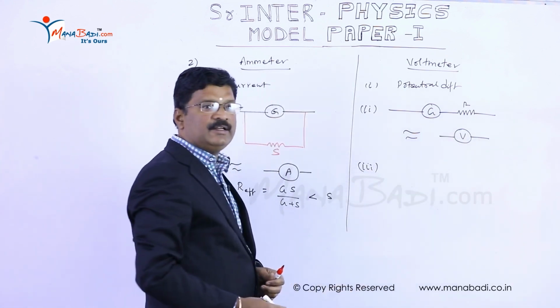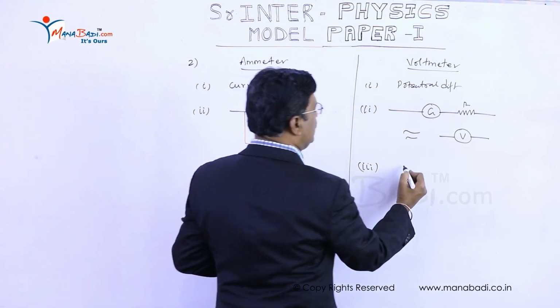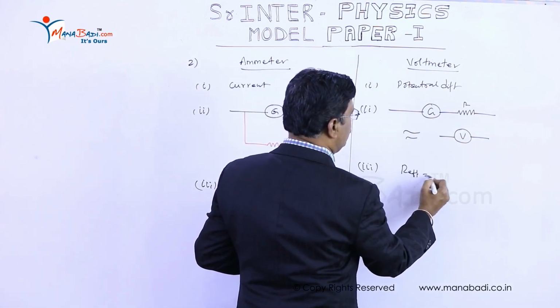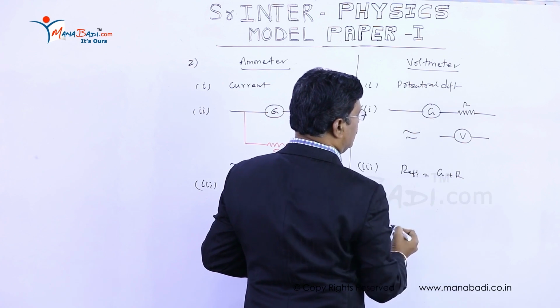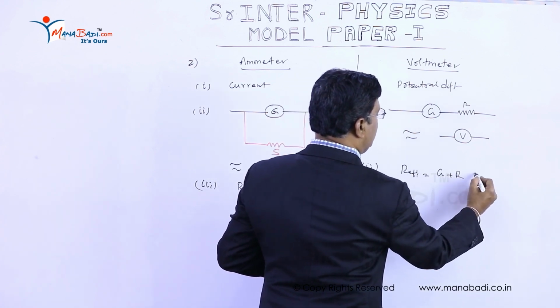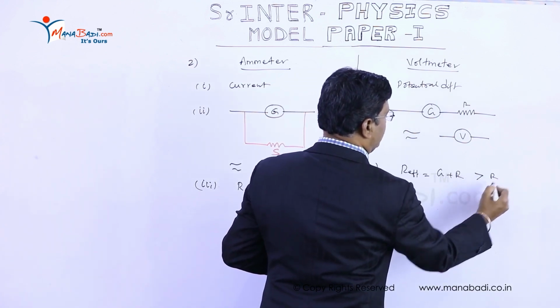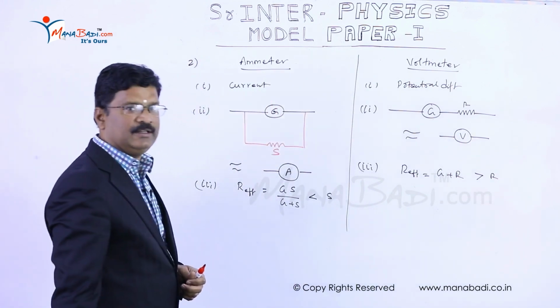When we go back to the voltmeter, since I am adding high resistance in series, the effective resistance will be added up. Effective resistance now will be equal to G plus R, and this value will be greater than R.